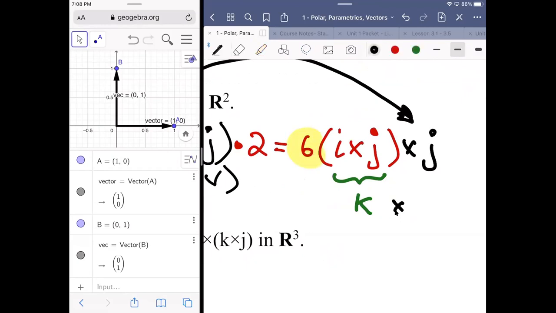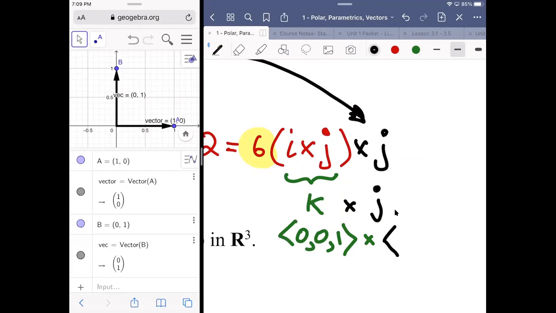But what I want to do is tackle k cross j. For that, I need 3 dimensions to work with. What's happening is it's saying that we're in R2, but once I've computed the cross product here, I've now incorporated R3. So it just made things a little bit spicier here. So k is the vector 0, 0, 1, and j is 0, 1, 0.